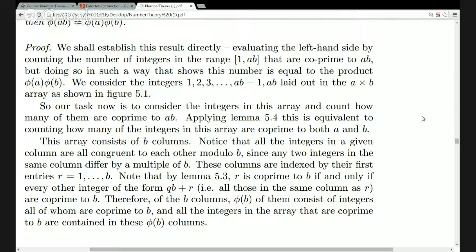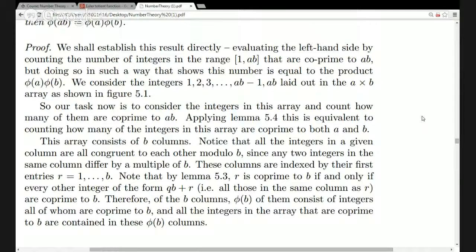So if we want to search for the elements of this array that are co-prime to b, one of our earlier lemmas, lemma 5.3, said that if two things are in the same congruence class modulo b, then they're either both co-prime to b or they're both not co-prime to b. Being co-prime to b is a property that's shared by the whole congruence class. So these columns are the congruence classes modulo b. So the numbers that are co-prime to b are going to fill out a whole column.